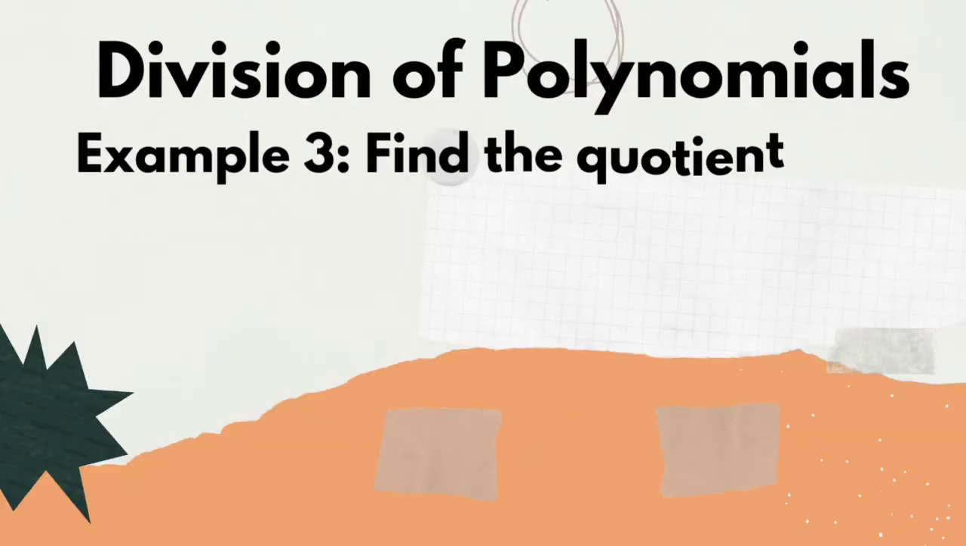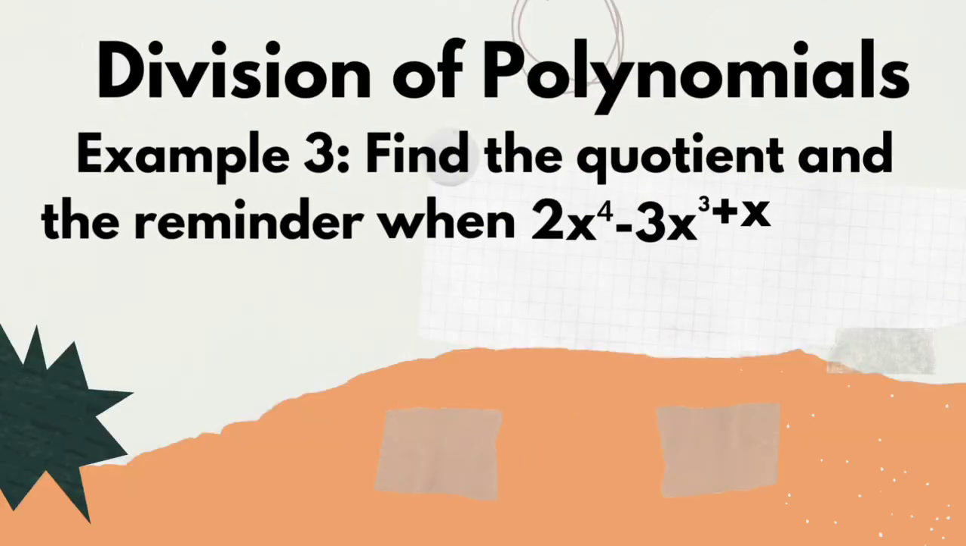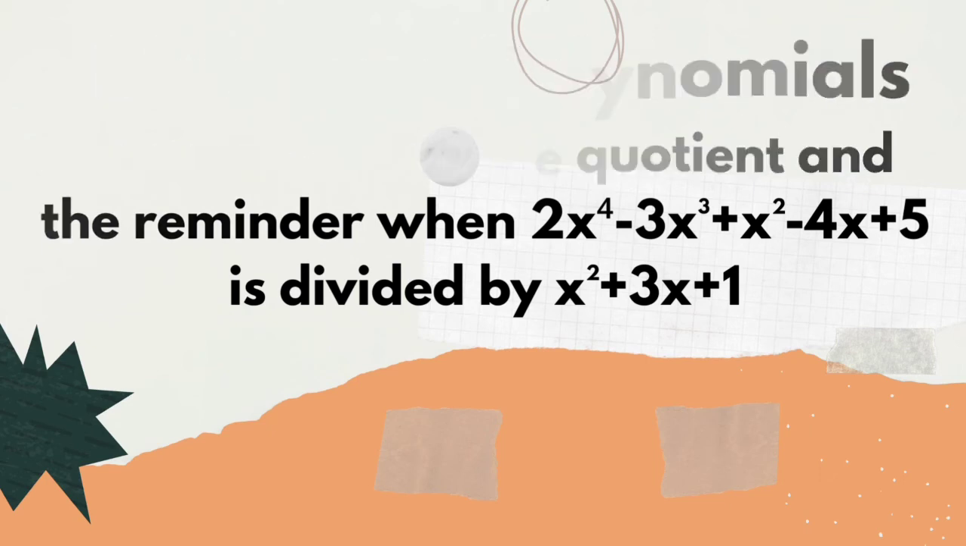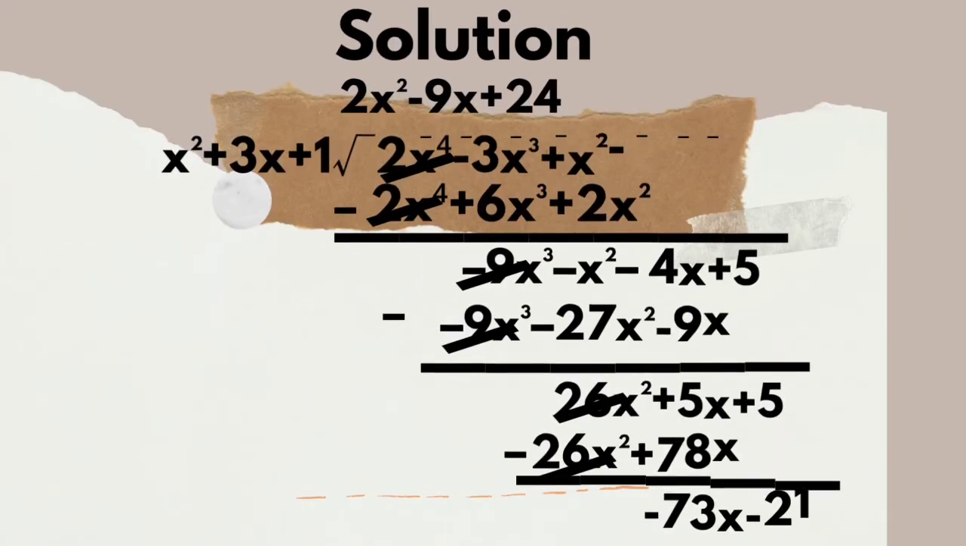Division of polynomials. Example 3. Find the quotient and the remainder when 2x raised power 4 minus 3x raised power 3 plus x raised power 2 minus 4x plus 5 is divided by x raised power 2 plus 3x plus 1. This question can easily be solved by using the long division method.